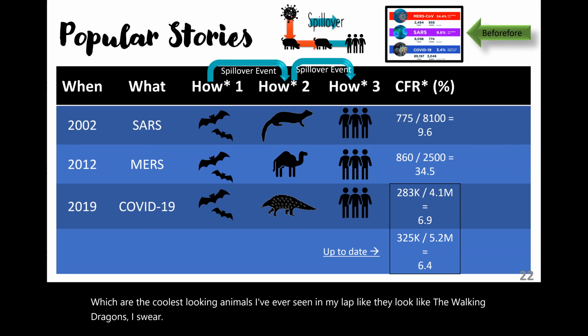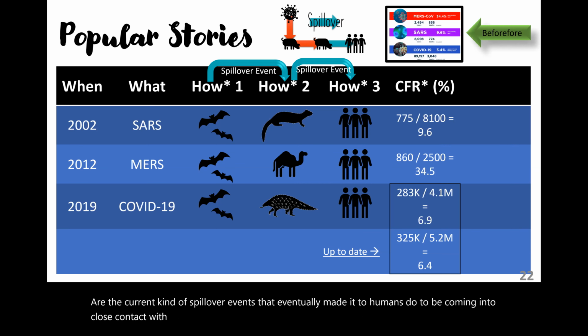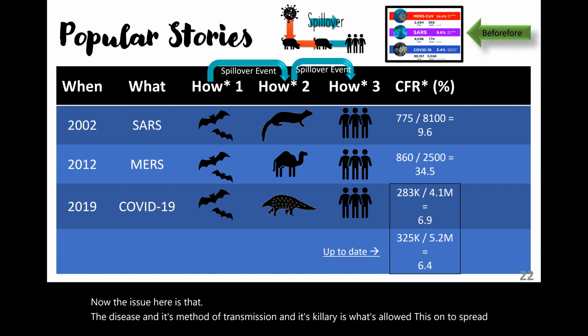Are the current spillover events that eventually made it to humans due to coming into close contact with them? Now, the issue here is that the disease, its method of transmission, and its kill rate is what's allowed this one to spread out a lot more than the previous ones.